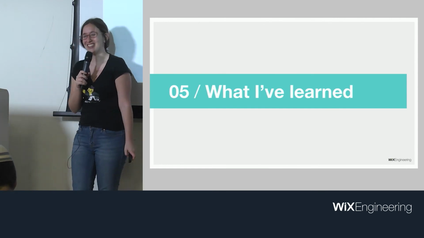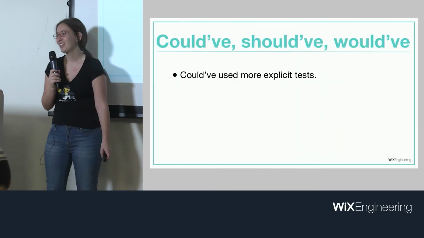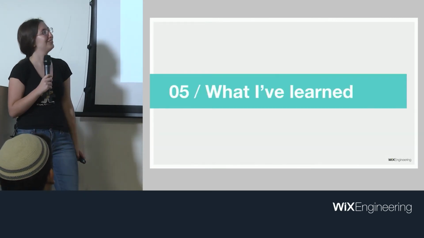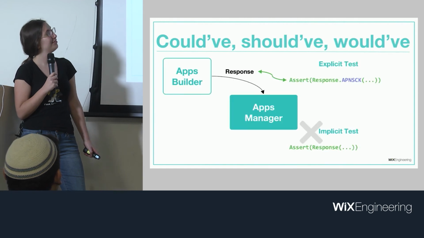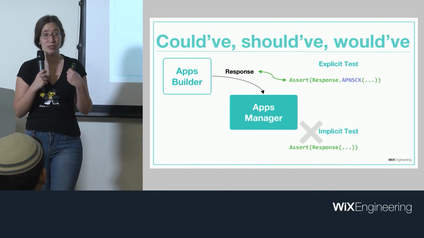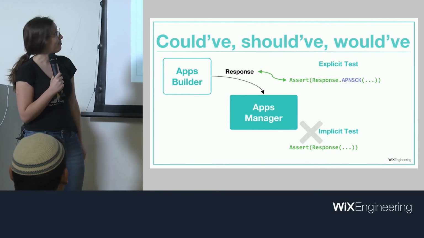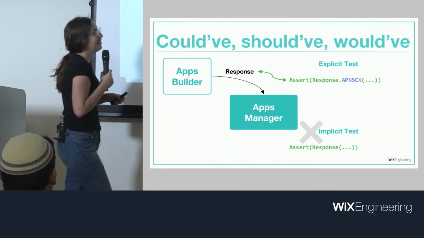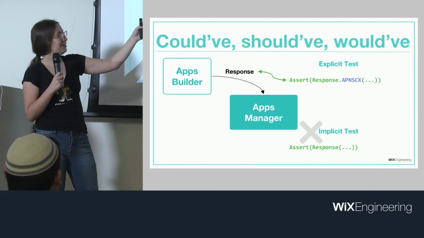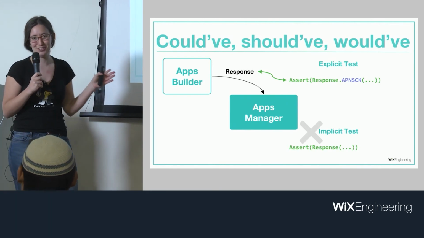So, what have I learned? I learned what I could have, should have, would have done. I could have used more explicit tests. Instead of checking that the response was the same as the response I was expecting to get, I could actually have checked that the apps builder got the certificate key. And if I had checked that, it wouldn't even have compiled. And I would actually know that something is wrong because I didn't have a field that I was supposed to return.